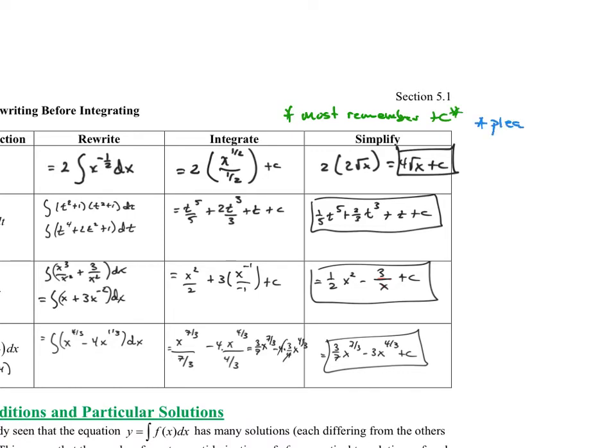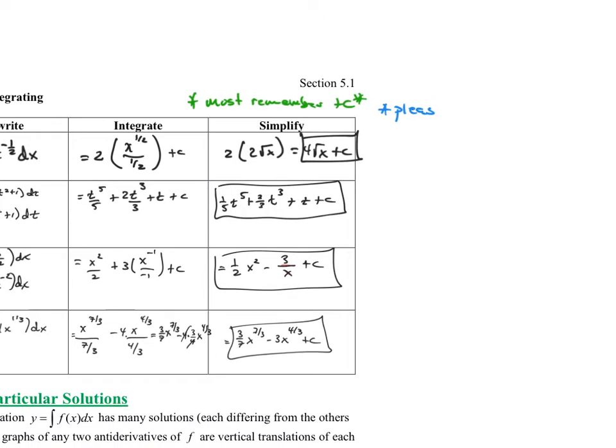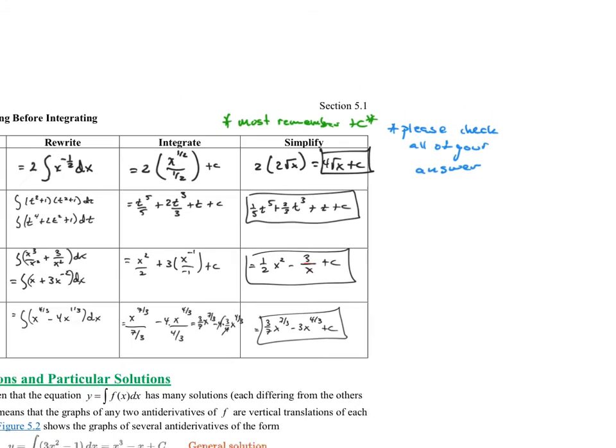I'm also going to write another note. Please check all of your answers. So, what do you do to check your answers? Again, just differentiate every single one of your answers. Every single one of those in the box, you're going to find the derivative of. And when you find the derivative of it, it should be the same as the original problem.